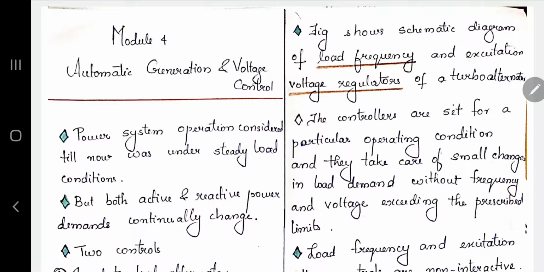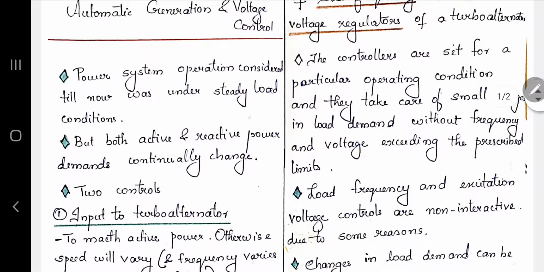Hi friends, we are going into class 1 of module 4, Automatic Generation Control. So the power system operations which were considered till now were under steady load conditions. That means we didn't consider the cases where the load is changing.